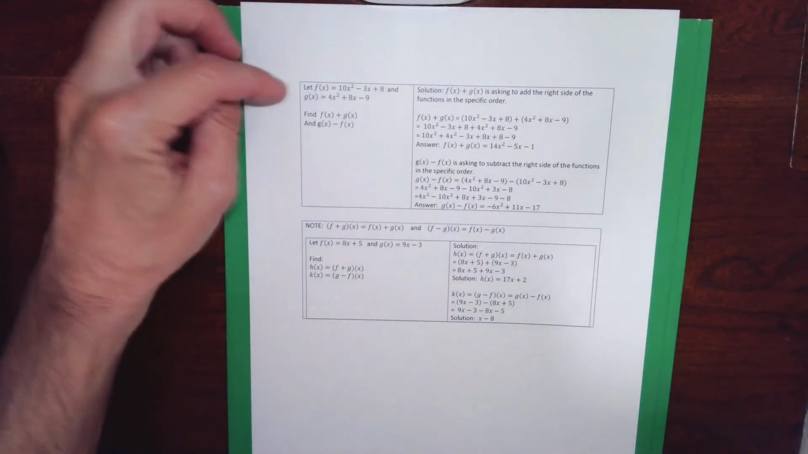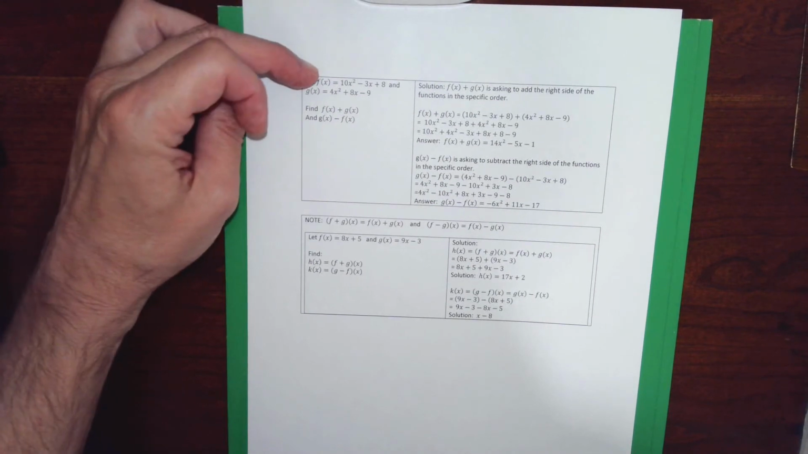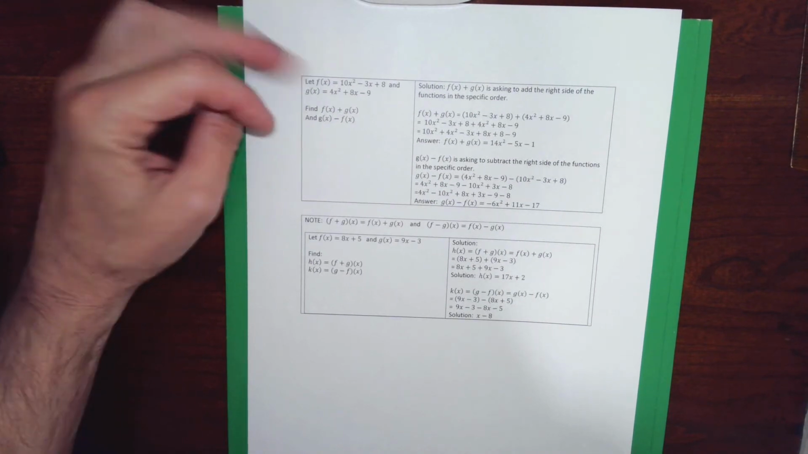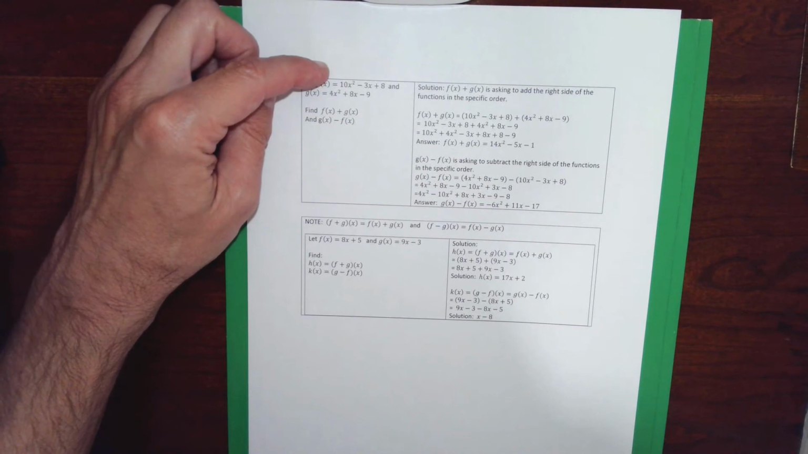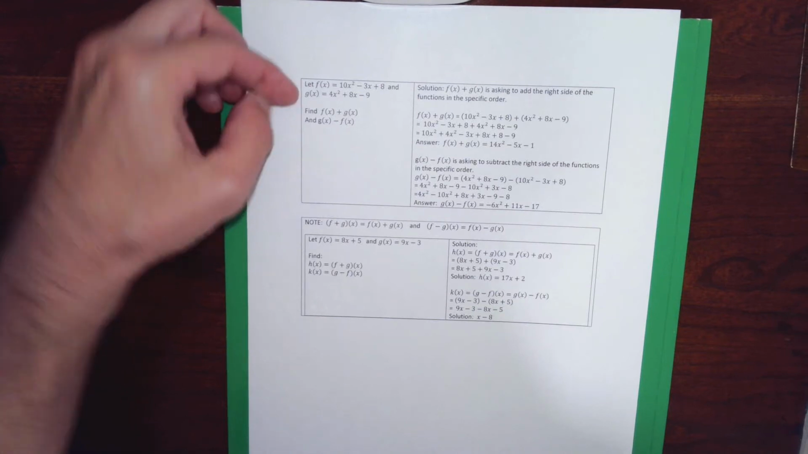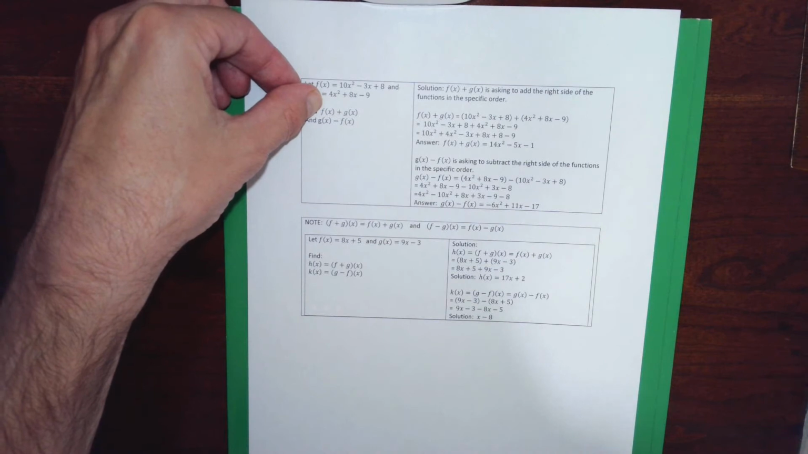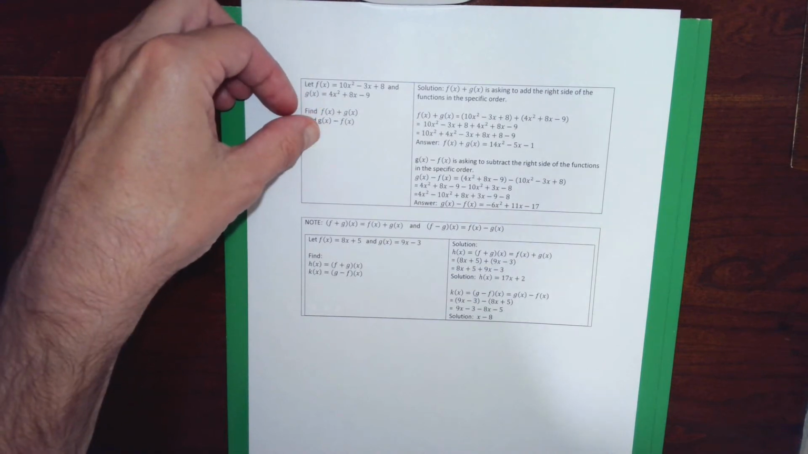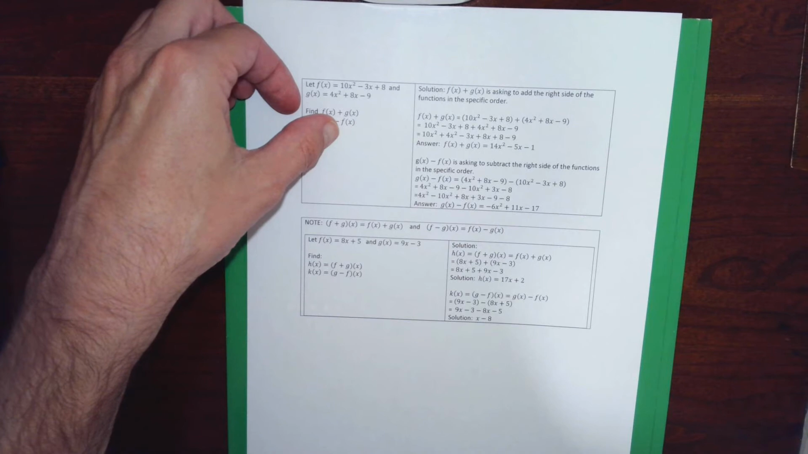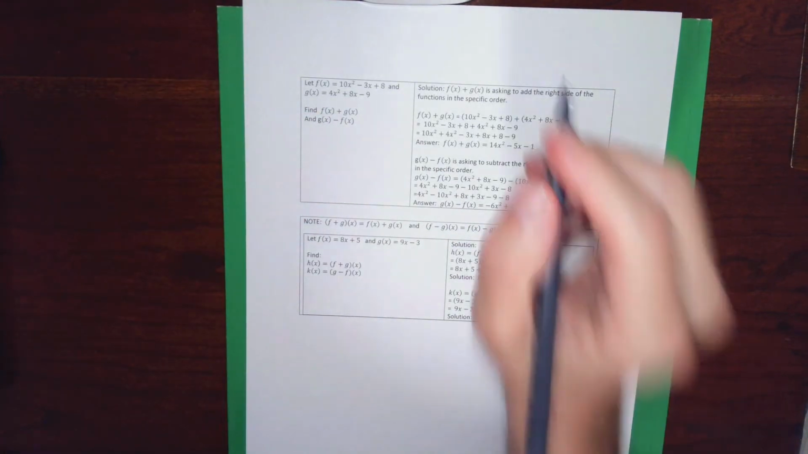And in this first example that I have on the screen, I created a function that I called f of x, or f evaluated at x, and I created a function called g of x, or I could read that g evaluated at x. And it asks me to find f of x plus g of x in that specific order, and g evaluated at x minus f evaluated at x in that specific order. How do I do that?